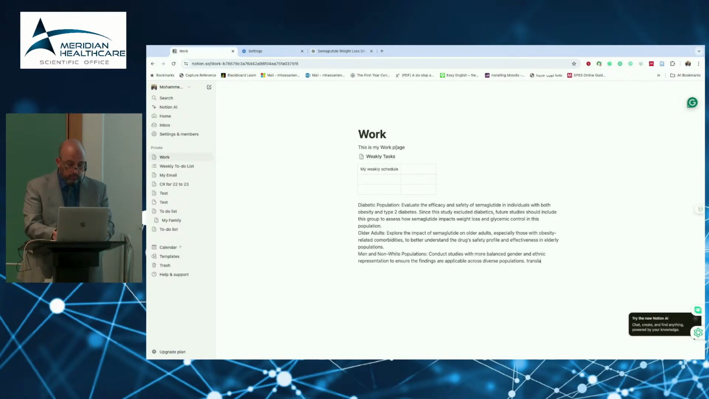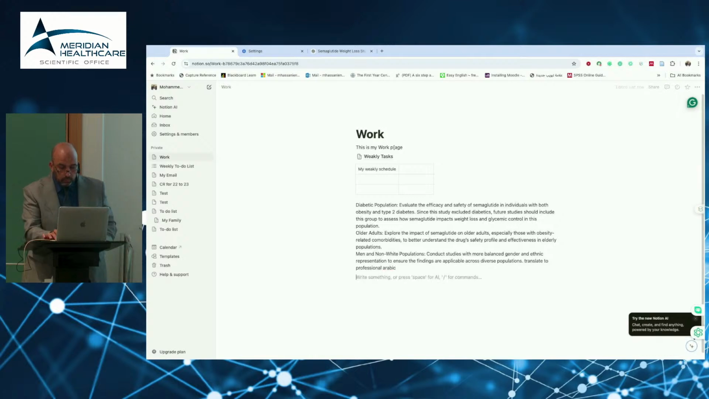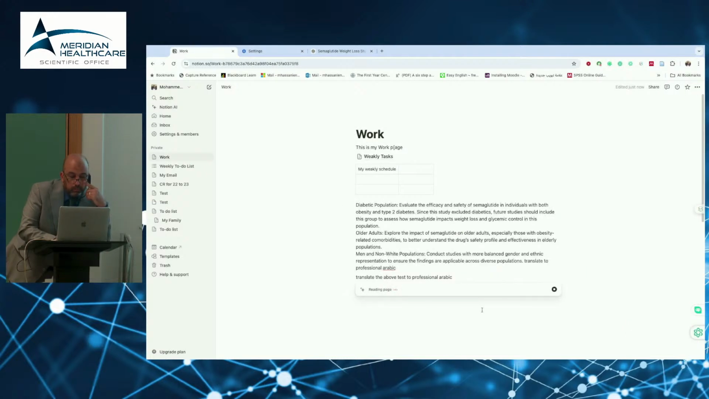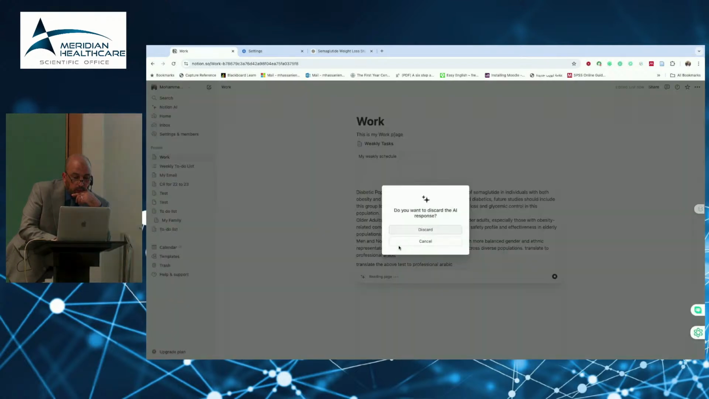Translate to professional. I wrote this and asked it to translate.